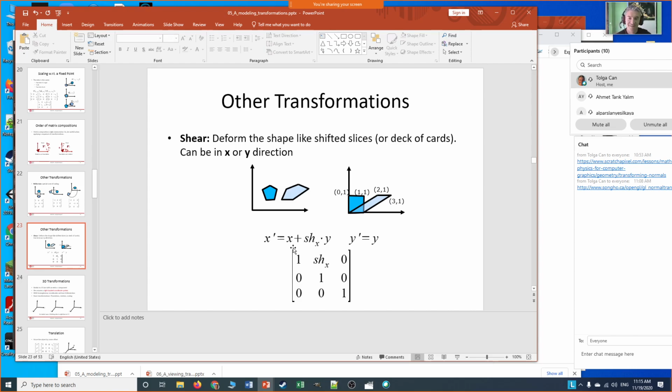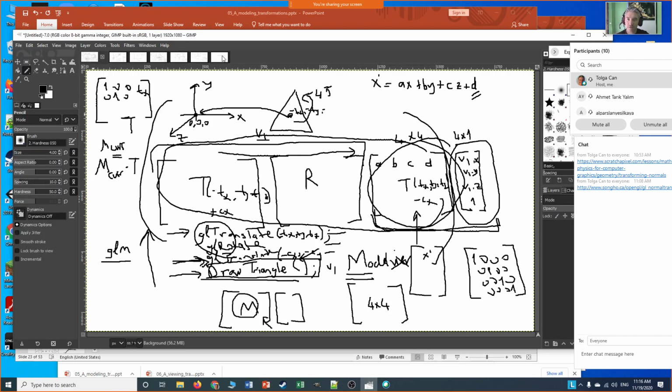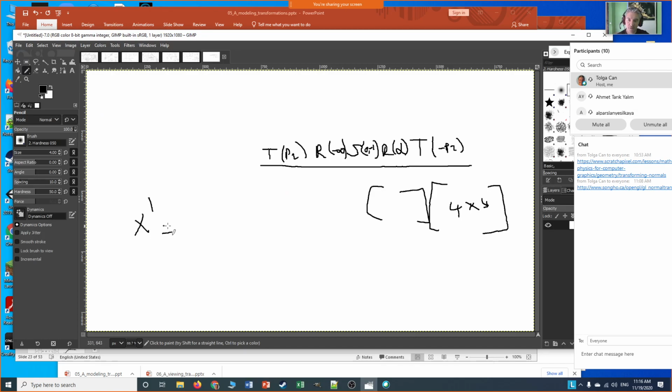What it means is that you can add to a coordinate. For example, the x coordinate is translated with respect to what the y coordinate is. This is still a linear transform. X prime is equal to 1 times x plus some b times y. It's a really interesting transform. Let me write it here. So x prime is equal to x plus b y. This is called the shear transform.